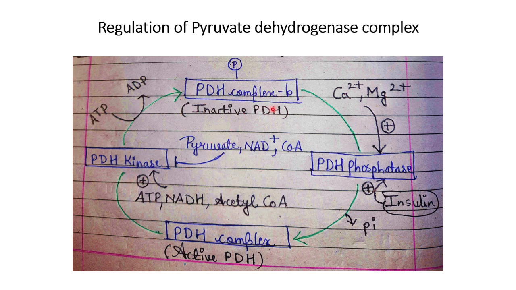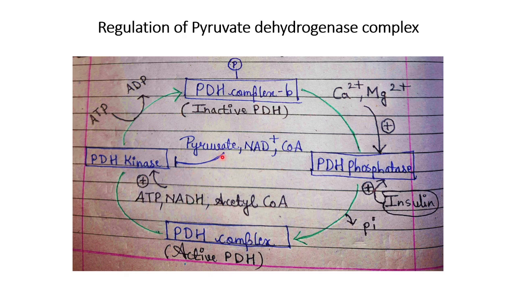This inactive PDH will get converted into active PDH when the phosphate group is removed, because we know that PDH complex is active in unphosphorylated or dephosphorylated state. So this phosphate group should be removed, which will be done by PDH phosphatase. Whenever there is the term phosphatase, we know that it will catalyze the removal of phosphate group. So it will remove the phosphate group which has been attached and convert the inactive PDH to active PDH. Okay, so this normal pathway we have understood now.